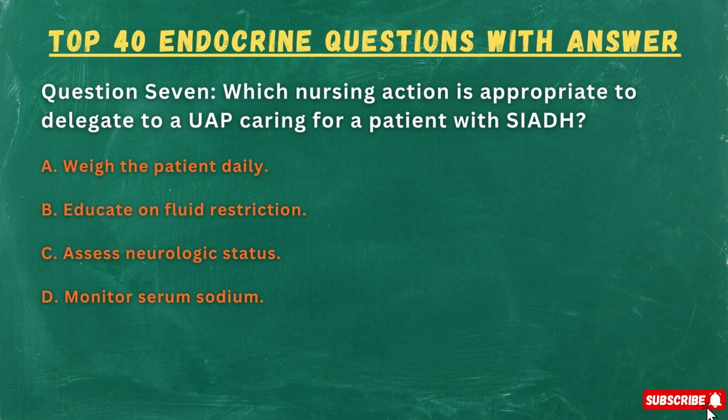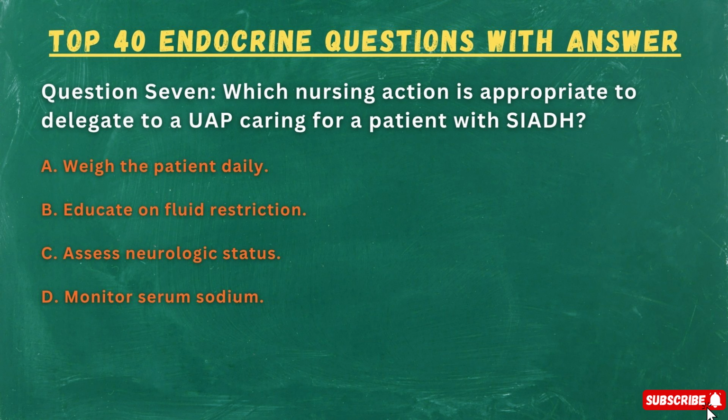Question 25. What should the nurse monitor in a patient receiving long-term corticosteroid therapy? A. Hypoglycemia. B. Signs of infection. C. Hypotension. D. Dehydration. Answer: B. Signs of infection.